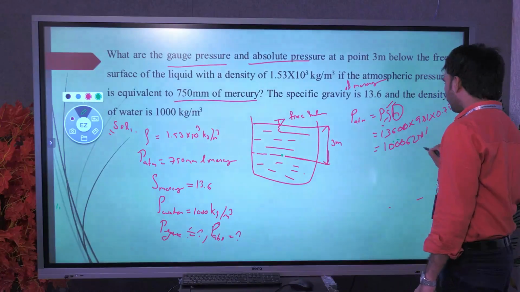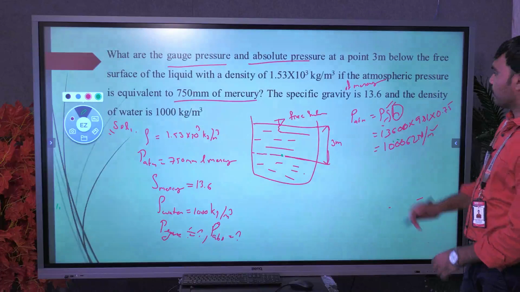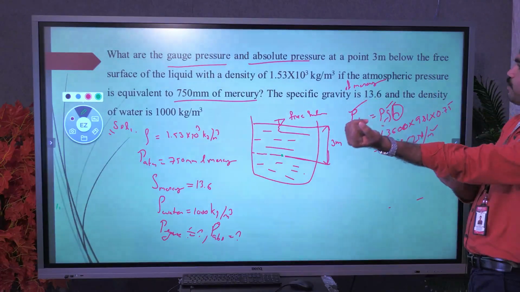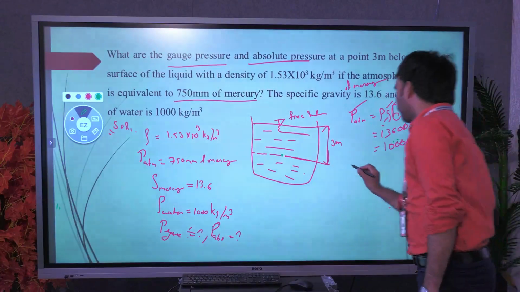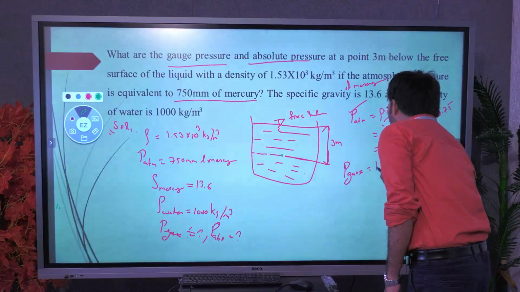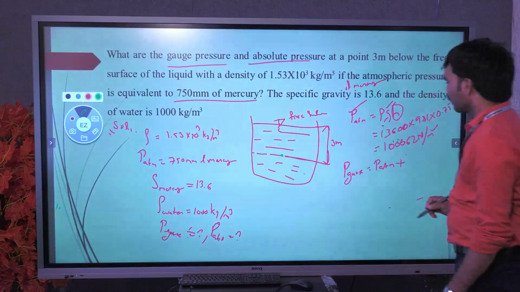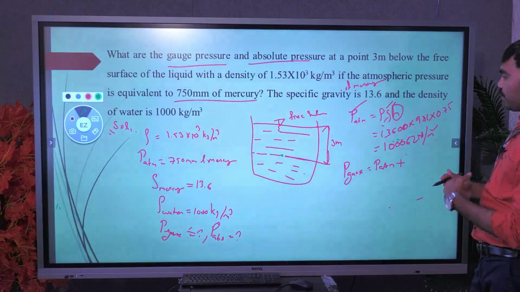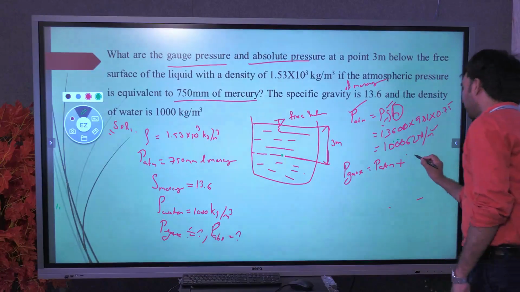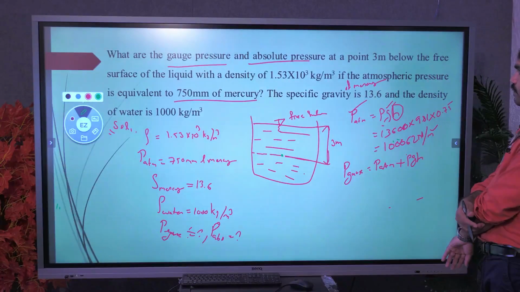1,62,000 Newton per meter square. This is the atmospheric pressure. Now we know atmospheric pressure, right? We need to calculate the gauge pressure and absolute pressure. What is the gauge pressure? Gauge pressure will be equal to the pressure measured with respect to atmospheric pressure, that is rho GH. This will be the gauge pressure.